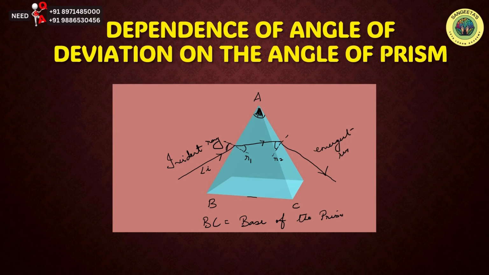Now I'll draw it with another color. This ray was supposed to go like this, right? But due to refraction, it is deviated from its path this much. This much is the deviation due to refraction, and hence this is known as the angle of deviation. The angle of deviation is written by this.